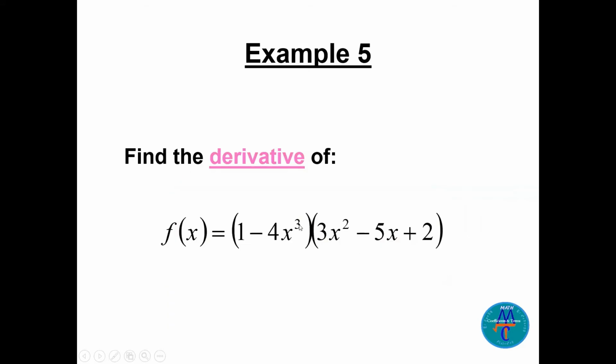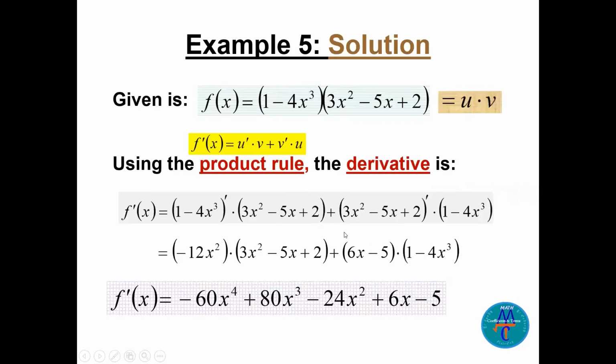Let's find the derivative of this product: 1 minus 4x cubed times 3x squared minus 5x plus 2. So this is u, and this is v. So the derivative will be u prime v plus v prime u. So the derivative of the first times the second, plus the derivative of the second times the first.